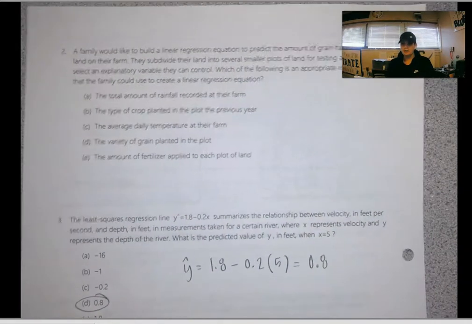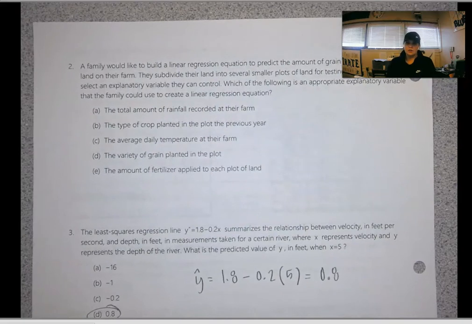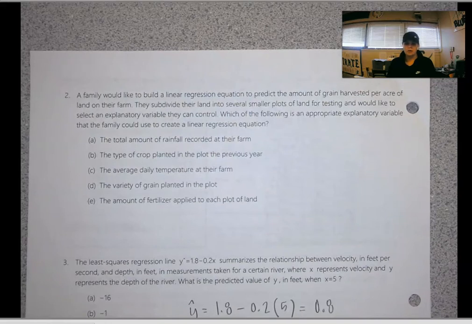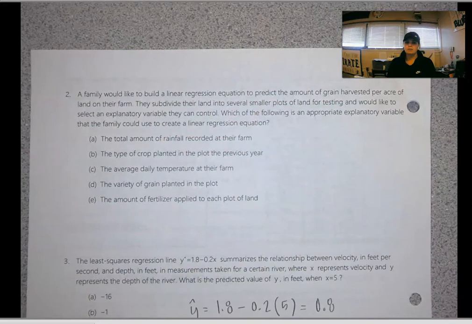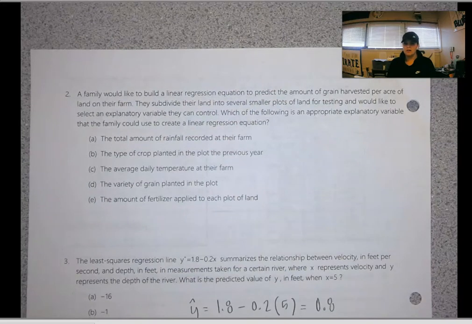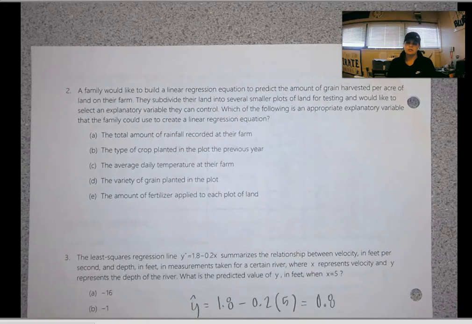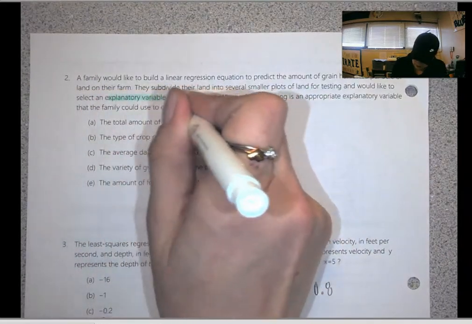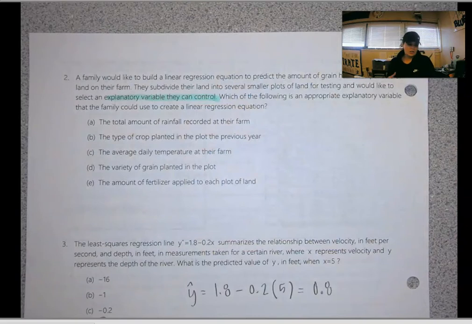Now this top one had me stumped for a minute. So a family would like to build a linear regression equation to predict the amount of grain harvested per acre of land on their farm. They subdivide their land into several smaller plots of land for testing and would like to select an explanatory variable they can control. So I knew when I first read this problem that that was an important statement. We have to choose a variable that we can control. Which of the following is an appropriate explanatory variable that the family could use to create a linear regression equation?